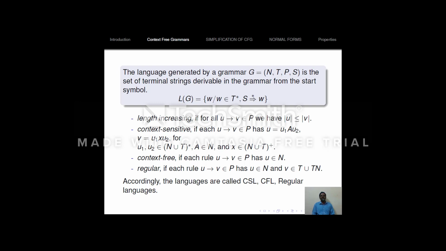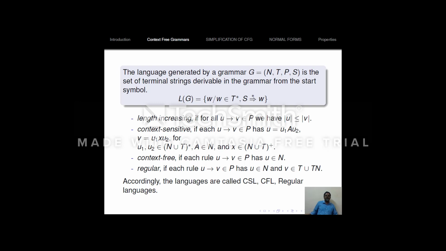Now coming back to the context sensitive grammar, in the same way, if you take a production U goes to V in P, and U is made up of three symbols, U1, A, U2, and V is made up of U1, X, U2, where U1, U2 are in N union T whole star, that is, U1, U2 can be any combination of symbols from N and T. When you take N union T whole star, even U1, U2 can be exclusively a sequence of non-terminals, or exclusively a sequence of terminals also.